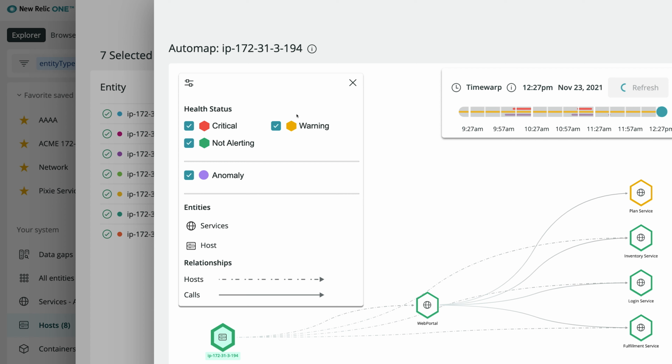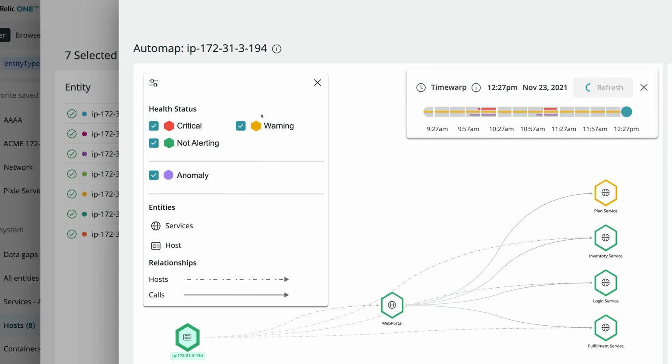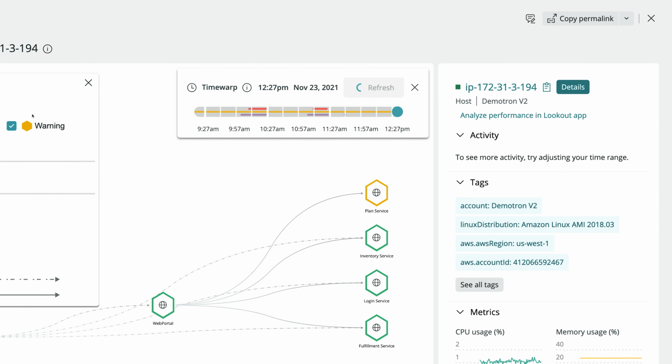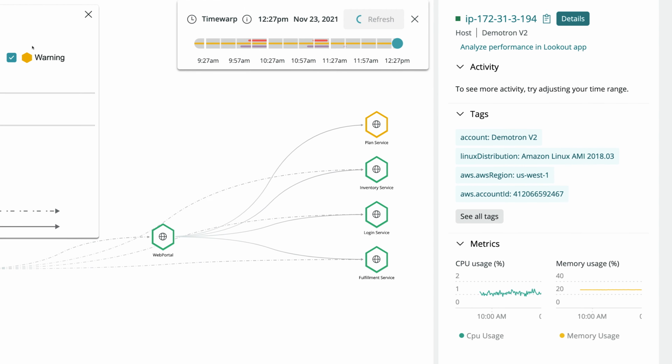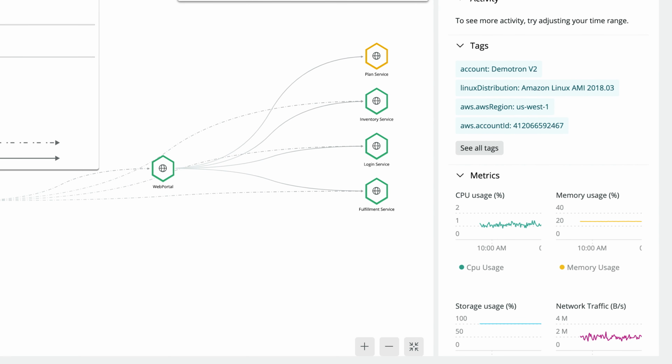The key also shows us which ones are services and which ones are hosts, as well as how relationships are depicted for the host or the calls. On the right-hand side are more details about this specific host, from any activity, to the tags, to the golden signal metrics for this host.